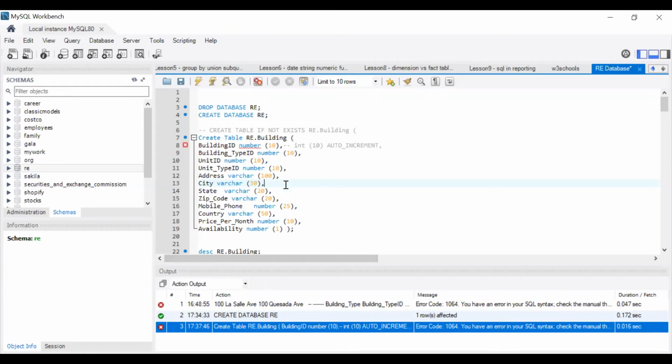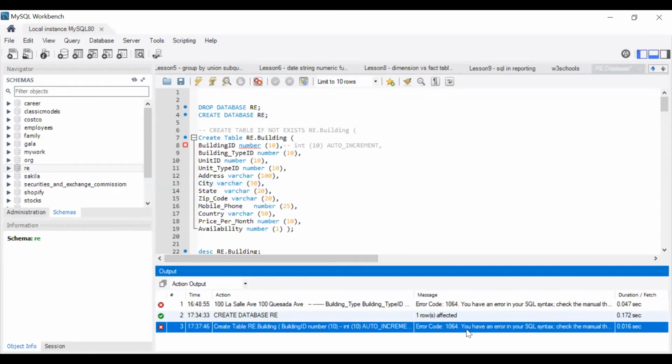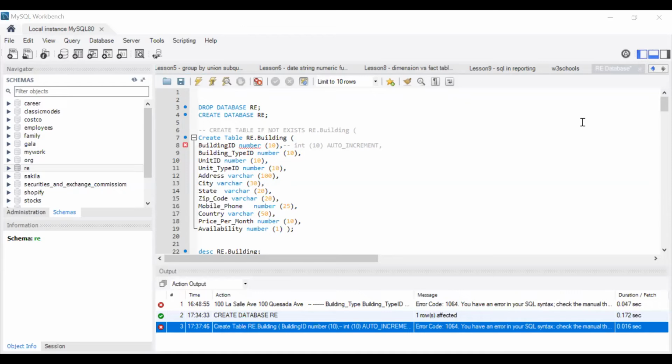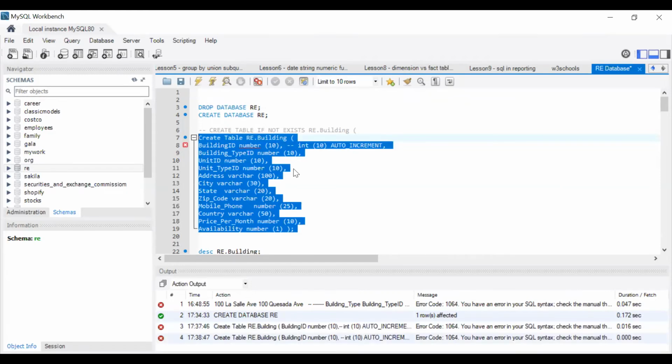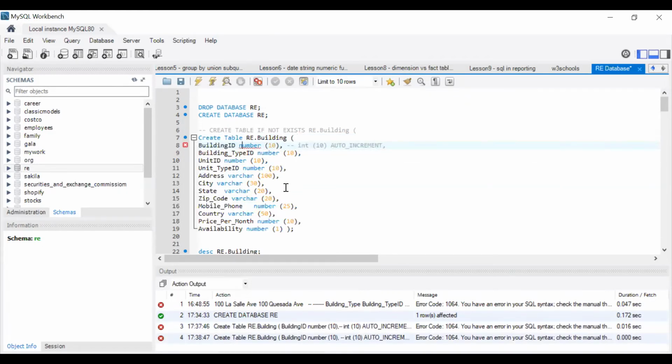Can anybody spot the error? I don't see it. Check manual. Okay. Line 8. I don't see anything here. That's the problem. The number is underscored with red. This is the error. Yeah, I know, but I don't see anything. It's not valid at this position.